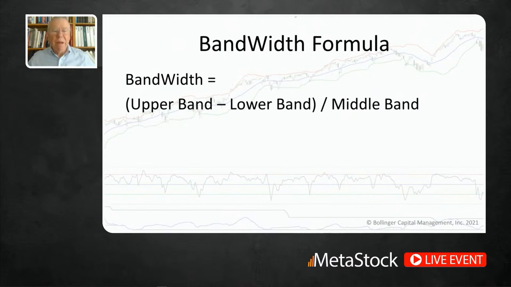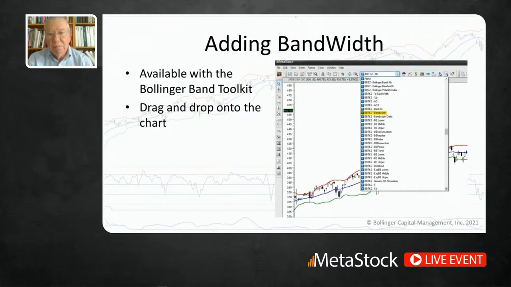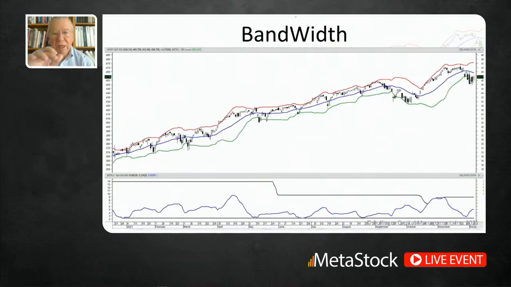So the formula for bandwidth is very straightforward. It's just the upper band minus the lower band, and it's divided by the middle band. So it's actually a percentage number. And once again, you just reach in here into the Bollinger Band Toolkit and grab the one that says bandwidth and drag it and drop it onto the chart, and you get a chart like this.